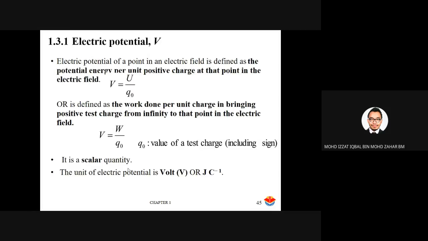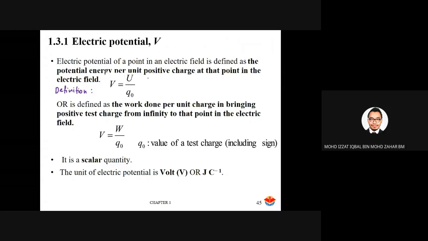Then this one is the content. Electric potential of a point in an electric field is defined as the potential energy per unit positive charge at that point in the electric field. So this is the definition. You can write it in terms of a formula. The sentence actually explains the formula.